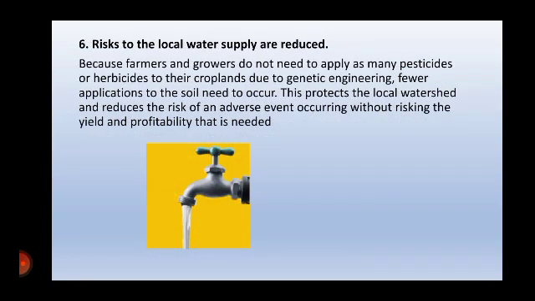Number 6. Risk to the local water supply is reduced. Because farmers and growers do not need to apply as many pesticides or herbicides to their croplands due to genetic engineering, fewer applications to the soil need to occur. This protects the local watershed and reduces the risk of adverse events occurring without risking the yield and profitability that is needed.